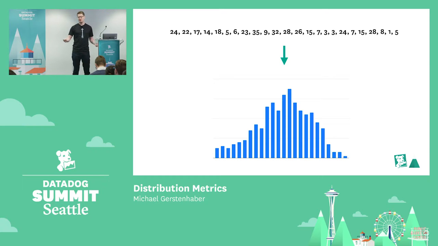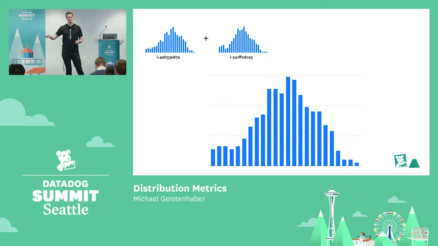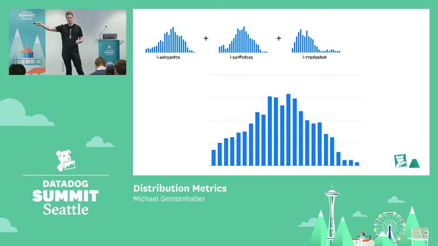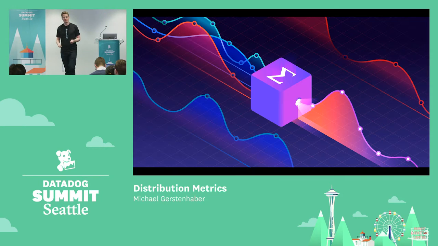Distributions capture every transaction made and allow you to aggregate however you want at query time. As transactions come in, the agent captures each value in a statistical distribution. These distributions can be aggregated server-side. And until now, we have focused on the ability this gave us to provide accurate global percentiles for any tag, which I'll talk about in a moment.